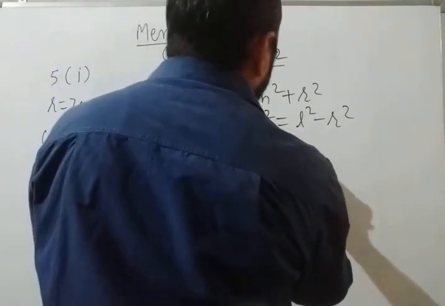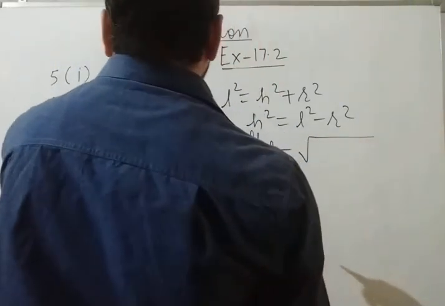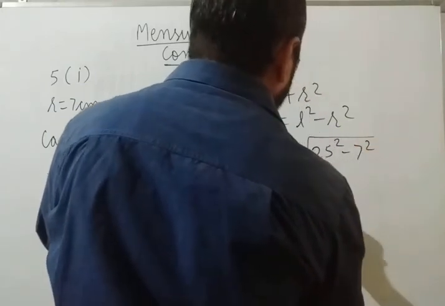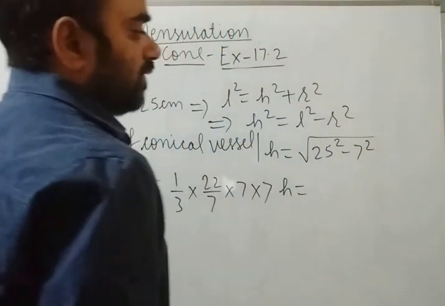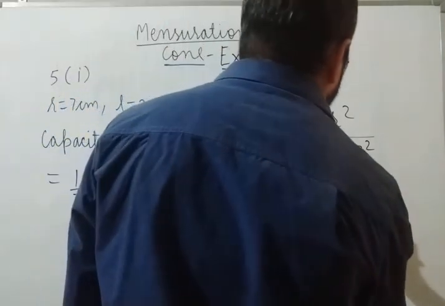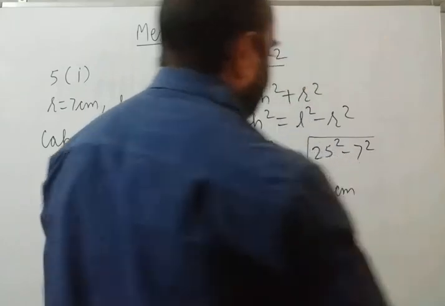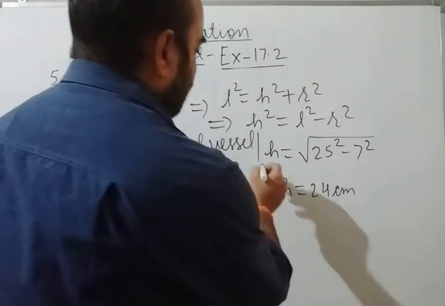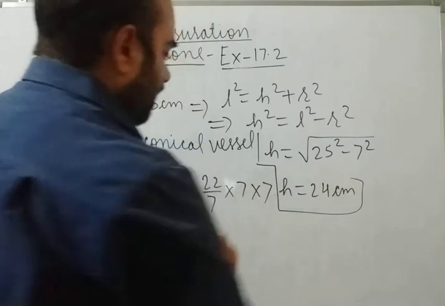Now substitute the value. It means h will be under root, L square means 25 square, r square means 7 square. It means 625 minus 49, that is 576. It means this will be 24. Correct? Clear? So we have calculated h, that is 24.